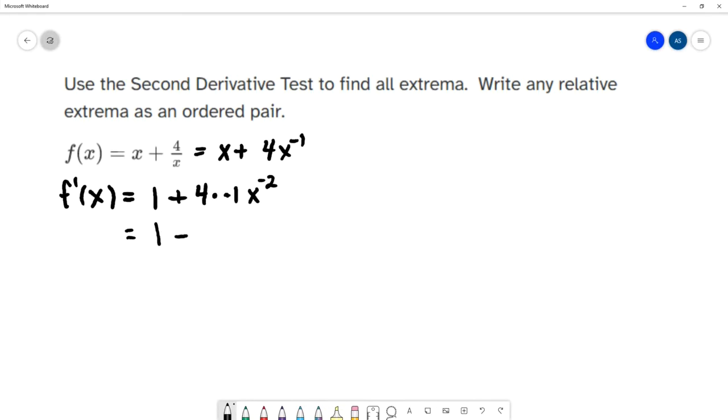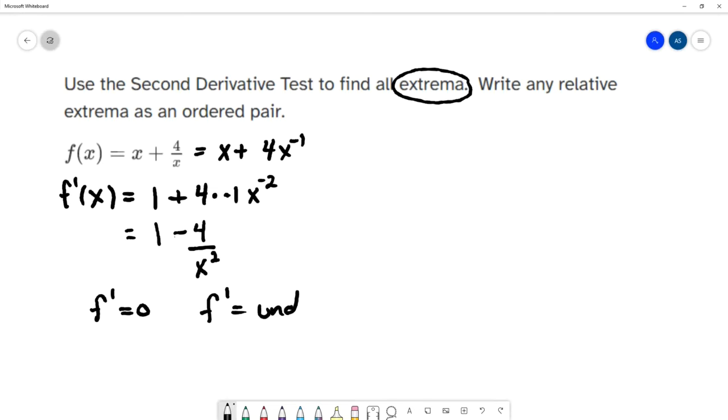Simplifying, that would give 1 plus, let's make that a minus, because 4 times negative 1 is negative 4, so that's 1 minus 4 over x squared. And I want to find the critical numbers from the first derivative, because these are going to be my possible locations of relative extrema. So to find those critical numbers, I need to find where the derivative is equal to 0 or the derivative is undefined.